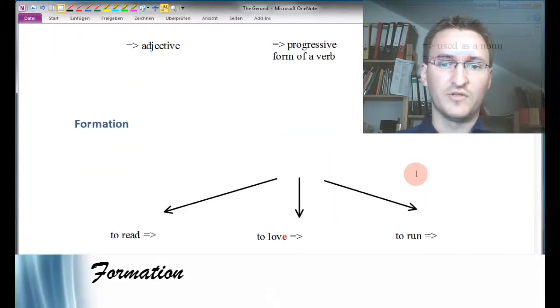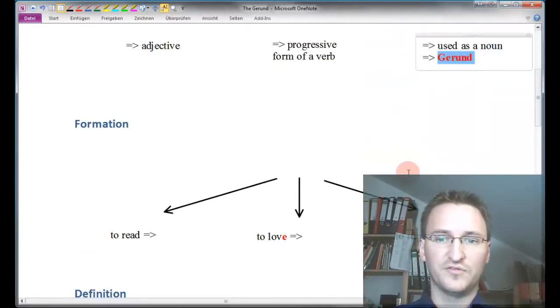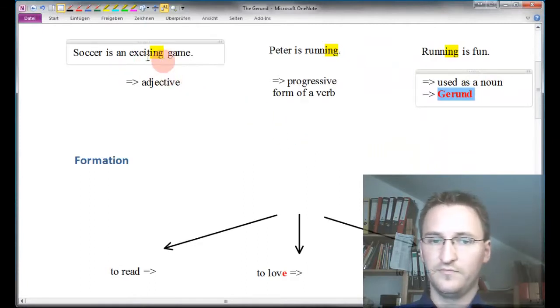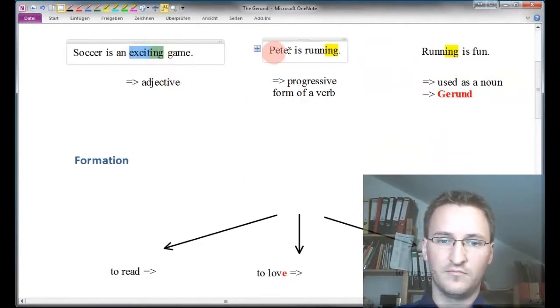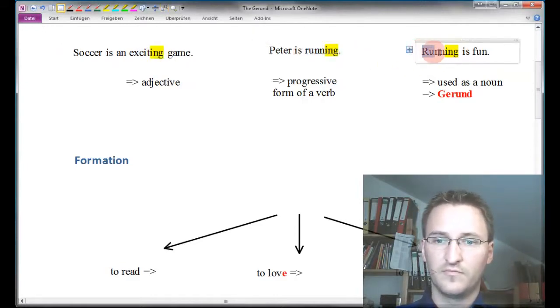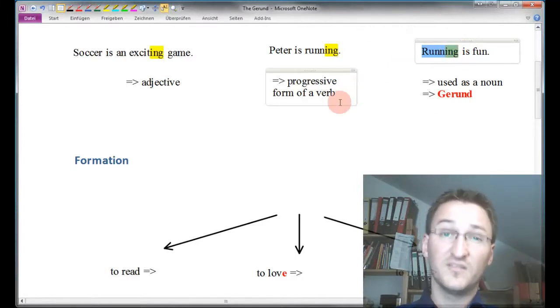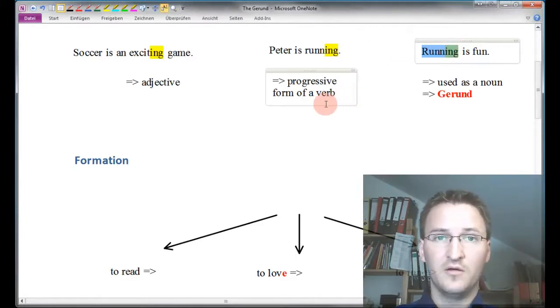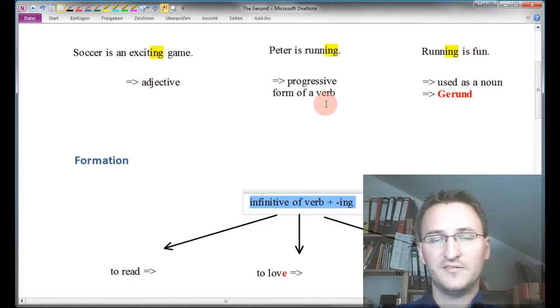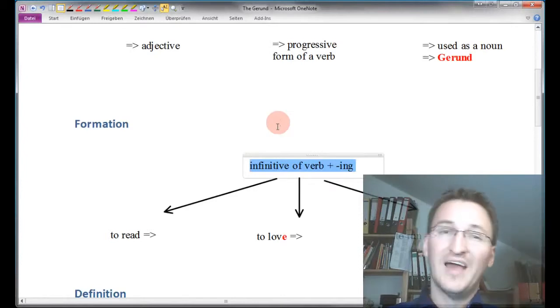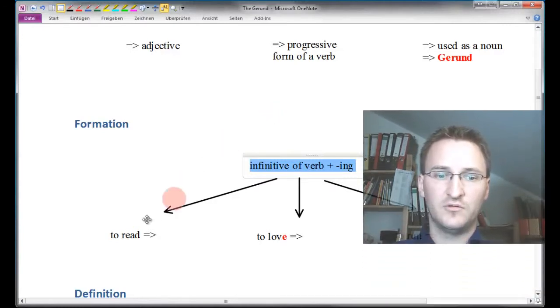Let's take a look at the formation of the gerund. This is really, really easy, so you can easily think for yourself. So all these forms are built in the same way, and it's a really, really easy principle. It's simply the infinitive of a verb plus an ing form. However, there might still be a few minor things that you should take care about.